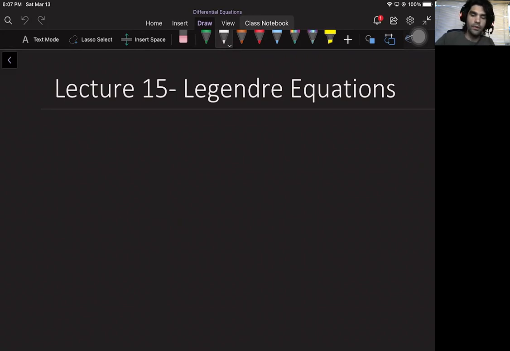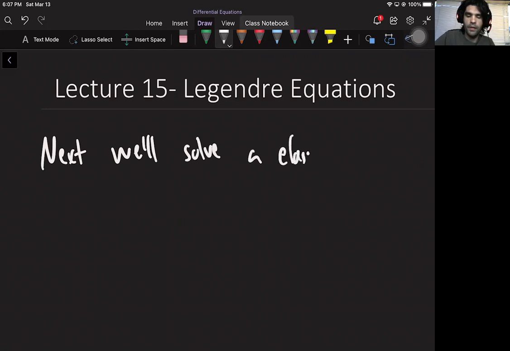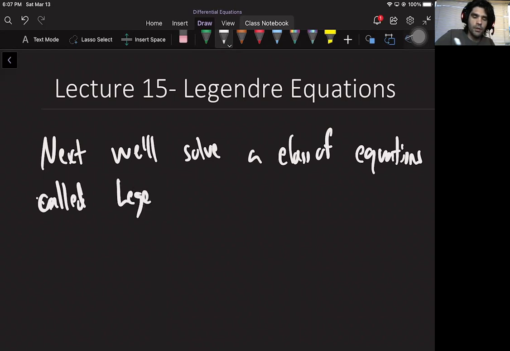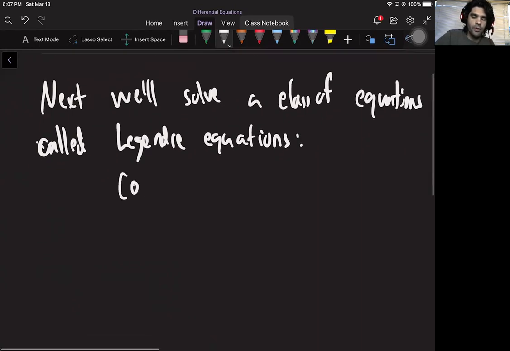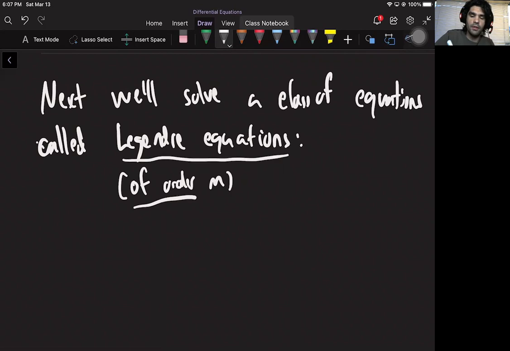Okay, so next we'll solve a class of equations. So we're not just going to solve one little baby equation. We're going to solve a whole bunch all at once, a class of equations called what I just said, Legendre equations, and they look like this. I should put in parentheses of order m. So what's different about these is there's a whole bunch of them, one for each value of m.